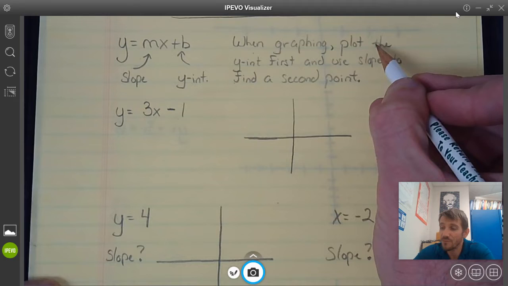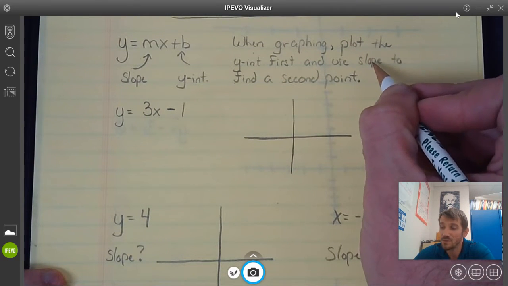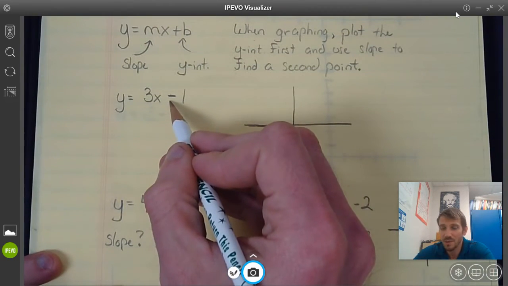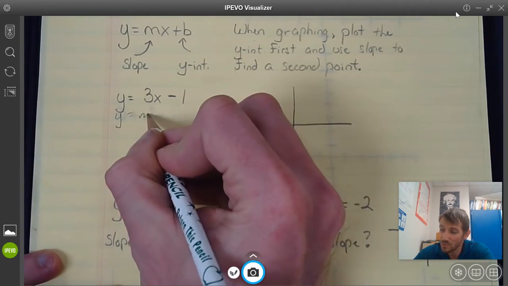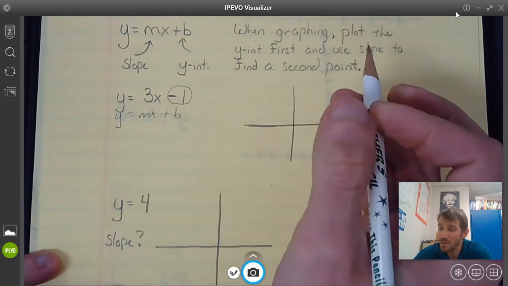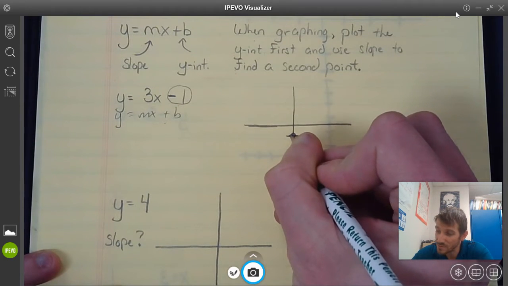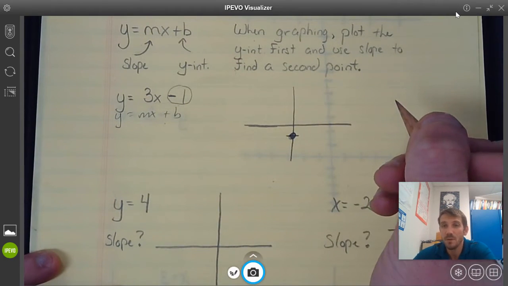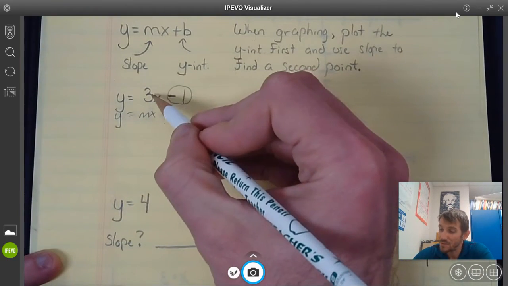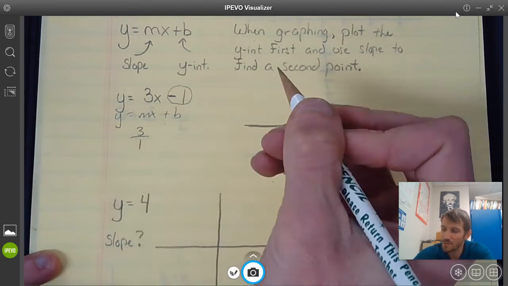Remember that when we graph, we plot the y-intercept first, and then we use that point, we use the slope to find the second point. So for example, y equals 3x minus 1. Well, if you look at y equals mx plus b, my b is minus 1. And that's our y-intercept. So negative 1 on the y-axis is our y-intercept. Then we use our slope to find the second point. Our slope is 3, but remember as a fraction that would be 3 over 1.